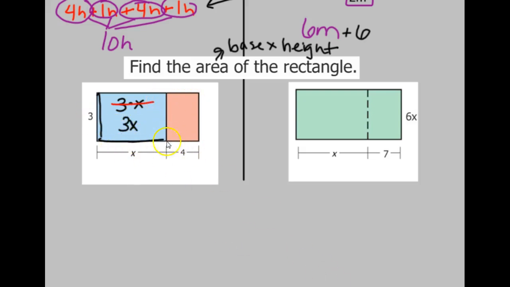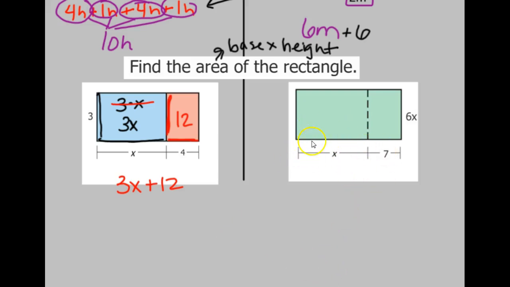And then looking at this red rectangle, the base is 4. The height is 3. 3 times 4 is 12. So our area of this rectangle is 3x plus 12. You can't combine it to make 15 because there's no x's with the 12.